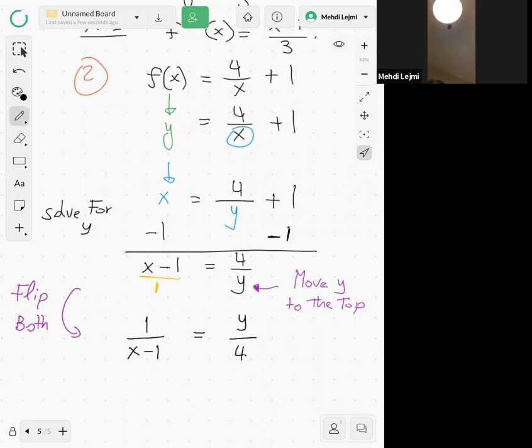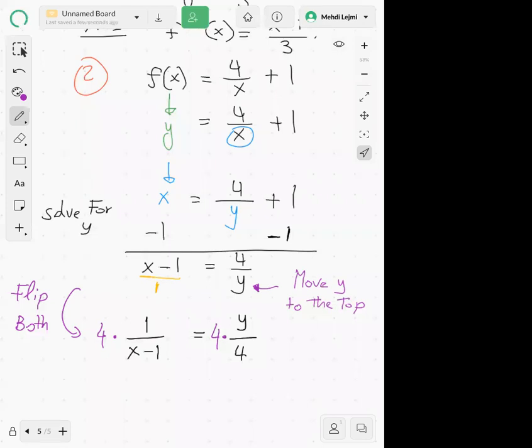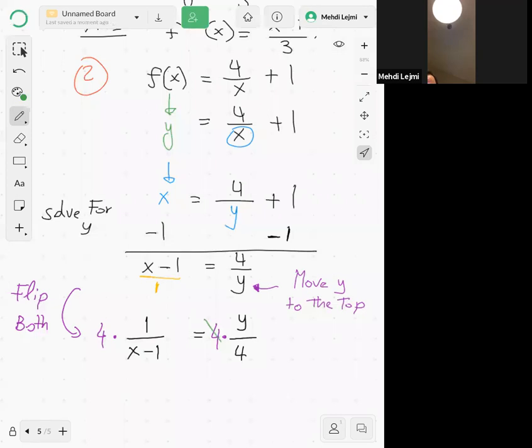Now my y is in the top. That's the good news. I have to get rid of this 4 in the denominator. Here we divide by 4, so the opposite operation would be multiplication by 4. I need to multiply by 4 and do the same on the other side, of course. Multiply by 4, divide by 4, then the 4 cancels out. So now it's just y on the right side. So y is equal to, and this is 4 times.